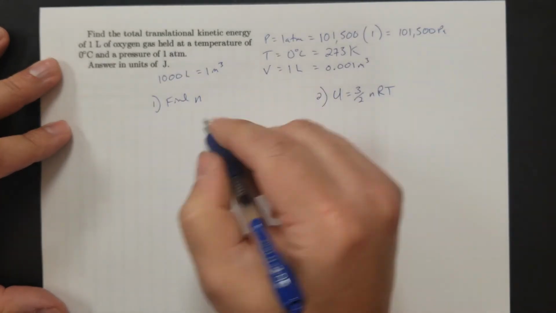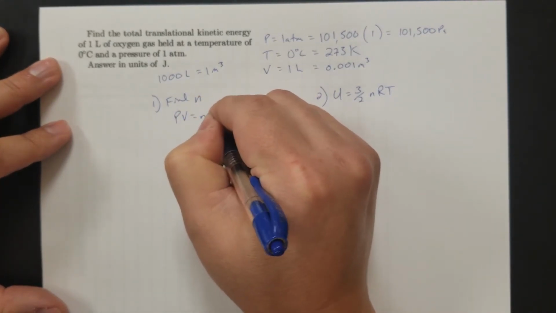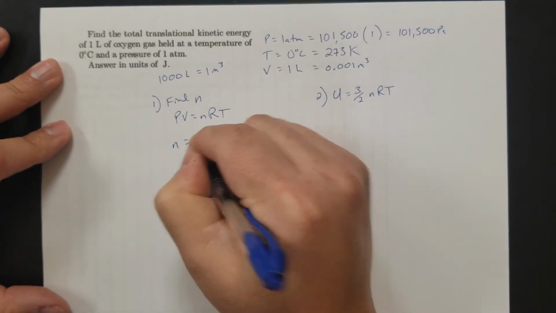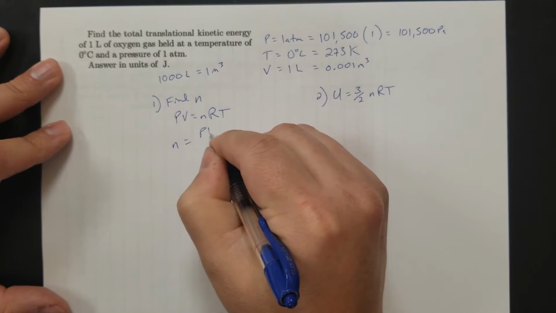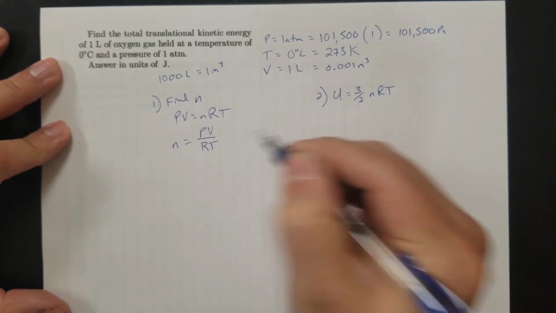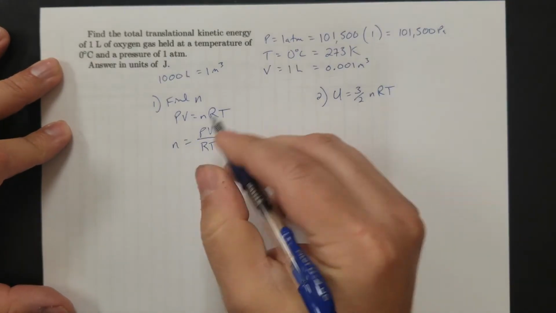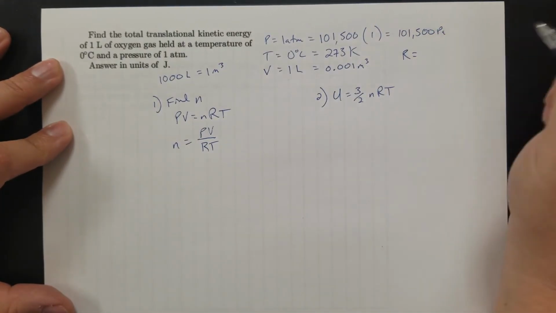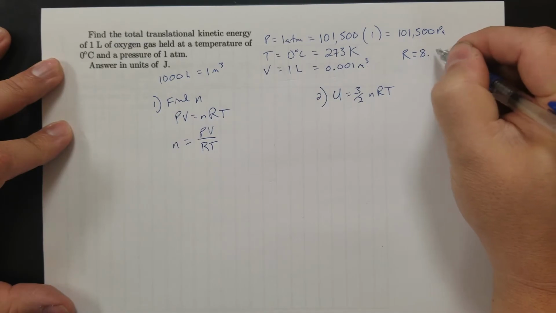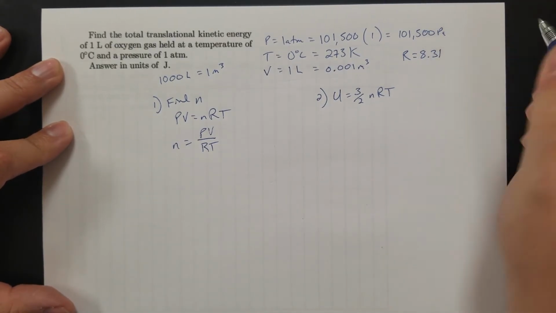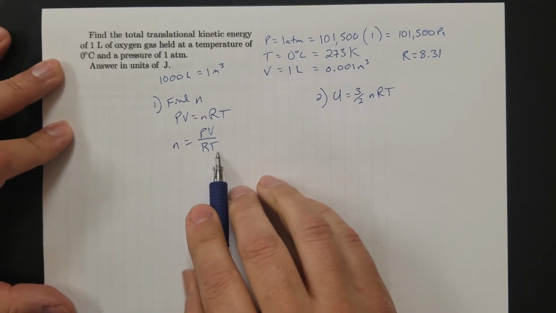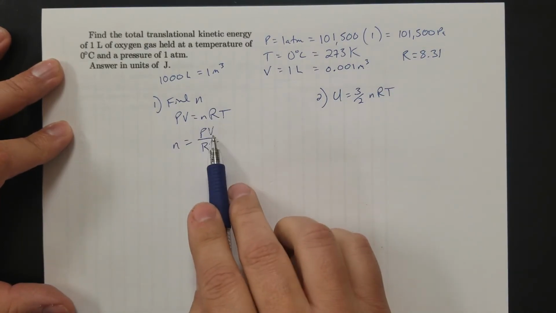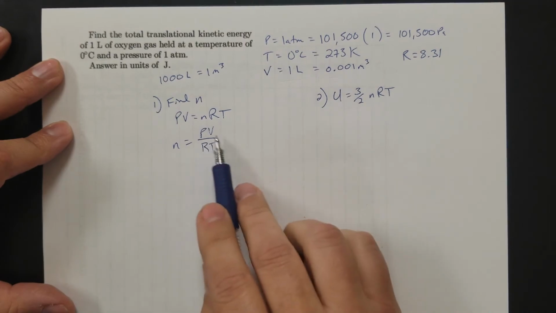So to find n, I can say PV equals nRT. To solve for n, I can divide over RT, so n equals PV over RT. R isn't given on here; R is the universal gas constant. In base units, it's 8.31. So 8.31, my temperature is 273, my pressure is 101,500, my volume is 0.001, I can solve for n.